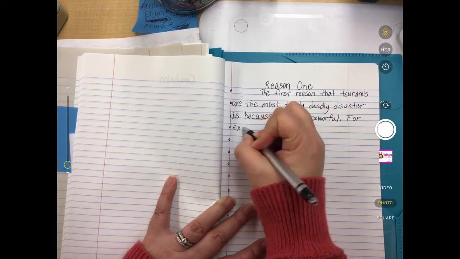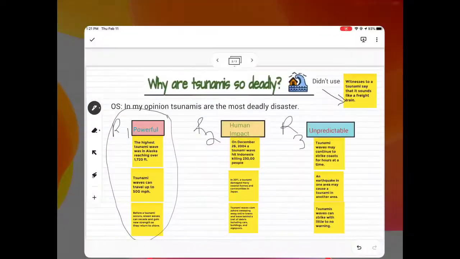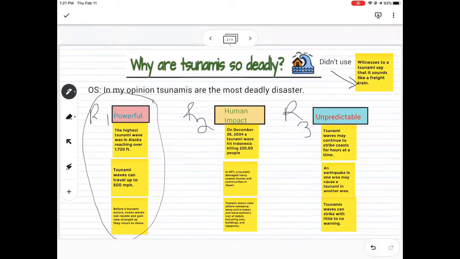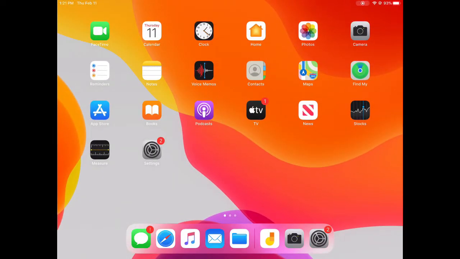Now I want to give some evidence. So I'm going to use for example. So for example, and I've got some evidence. The first fact of evidence says the highest tsunami wave was in Alaska, reaching over 1,720 feet high. So that's the first piece of evidence. I'm going to go ahead and add that next to where I've written for example. I'm going to switch back over here in a moment to my DocCam view, and I want you to be thinking about your columns. What will be your first reason that you and your partner came up with, as I'm switching.